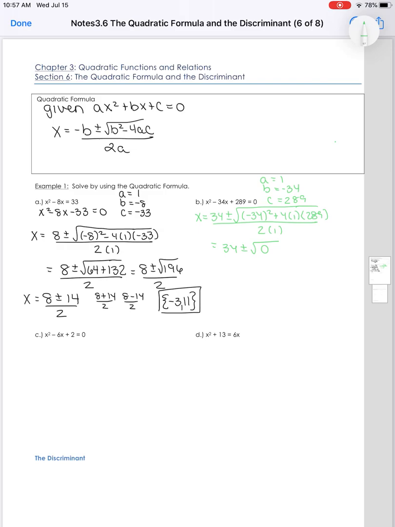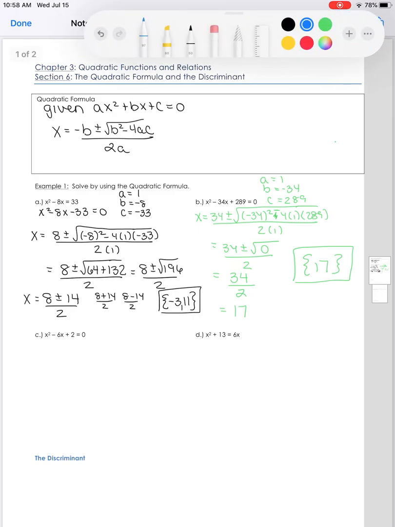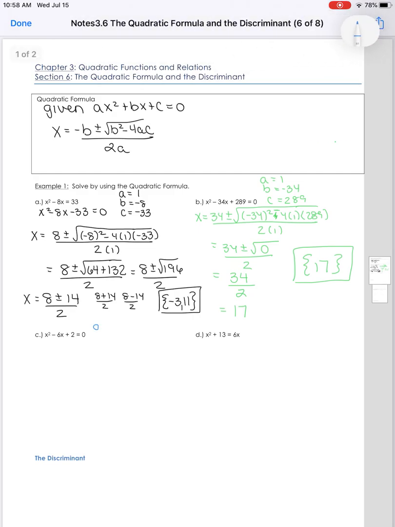4ac, 2a. Oops, this is minus, sorry. And what you're going to find here is when you start to simplify, the number underneath the square root sign is 0. So you get 34 divided by 2 because there is no square root, which just gets you 17. So what this would mean is even though it only looks like one solution, this would be your instance where you have a double root going on, just like we did when we were factoring before.